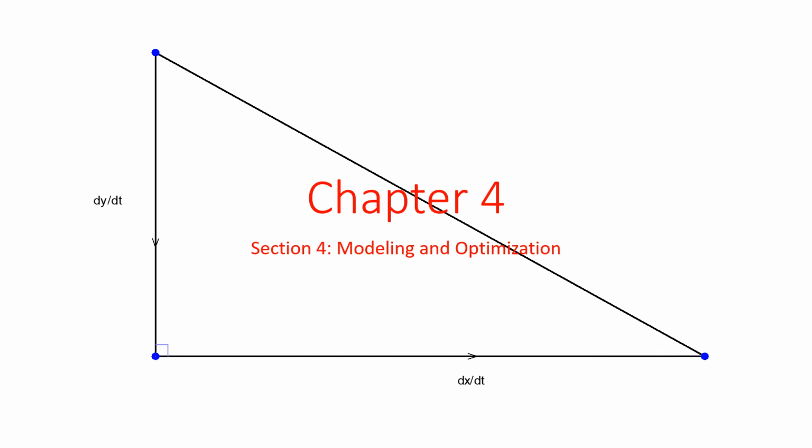Welcome back to section 4 of chapter 4. This section's on modeling and optimization. So now optimization is just finding the maximums or minimums to make something the best. So a lot of this is going to be finding those extreme values. So that part isn't the difficult part.